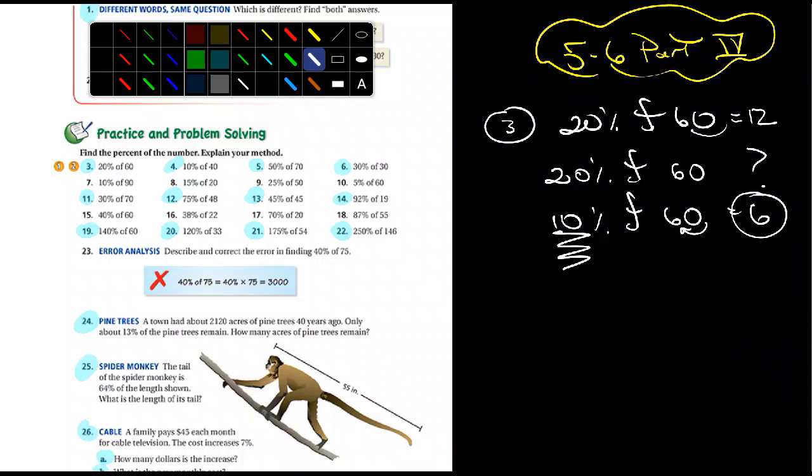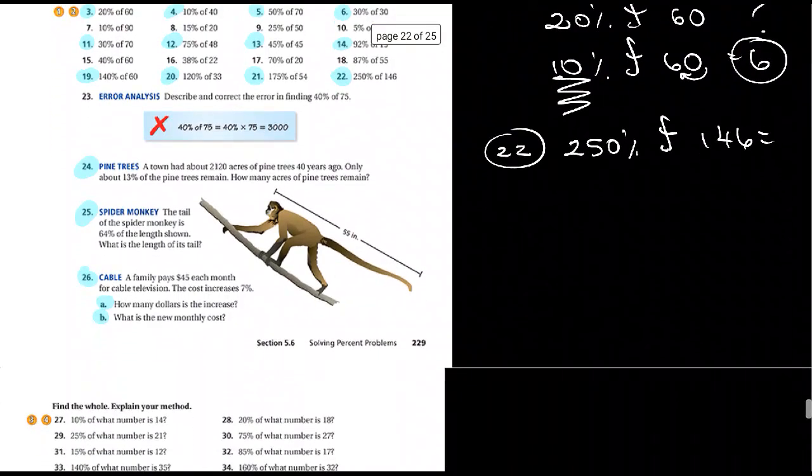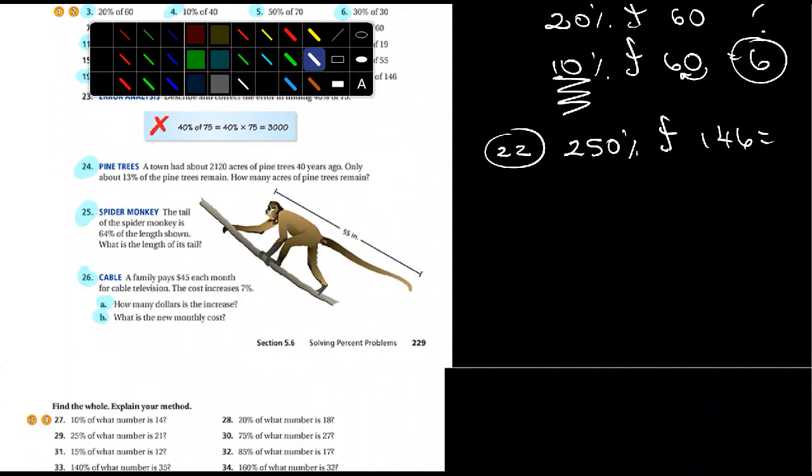Okay? How about number 22? Let's look at the last one I assigned in that group of problems. 250% of 146. Holy cow, that's a lot. So let me ask you a question here. What's 100% of 146 equal? Let me pull a stick.